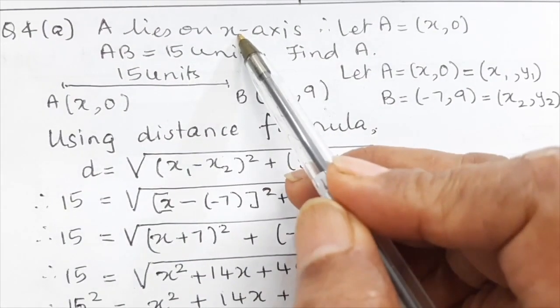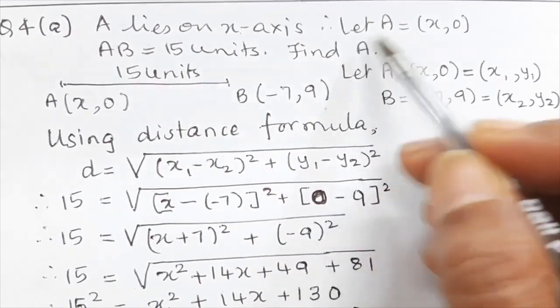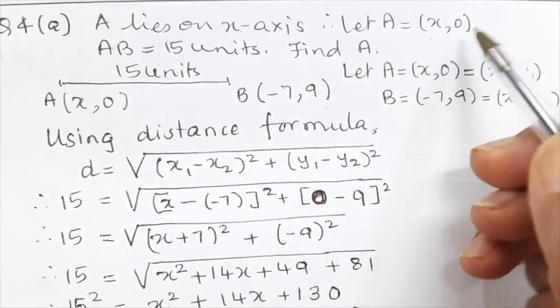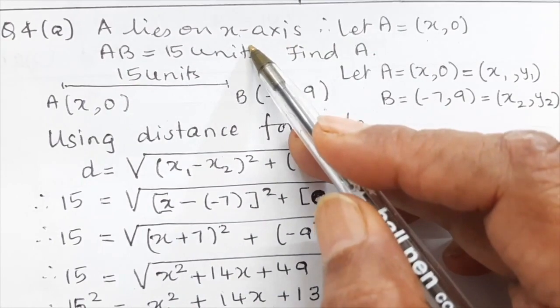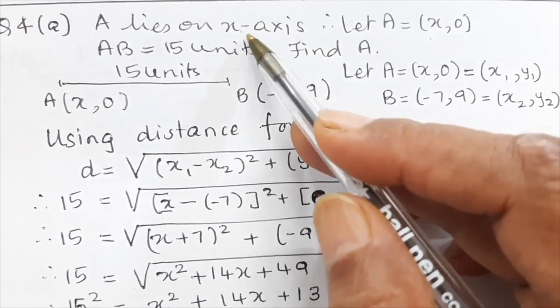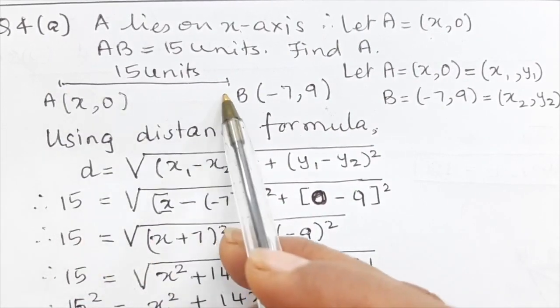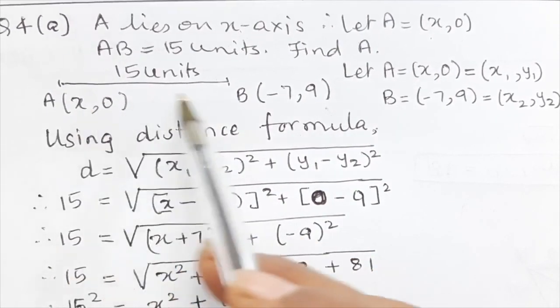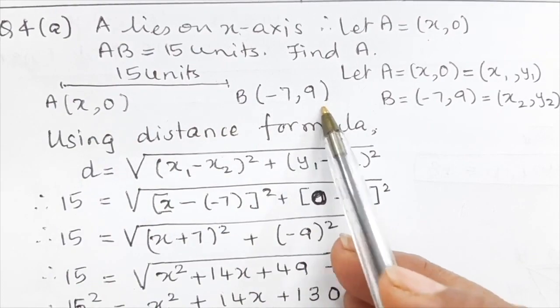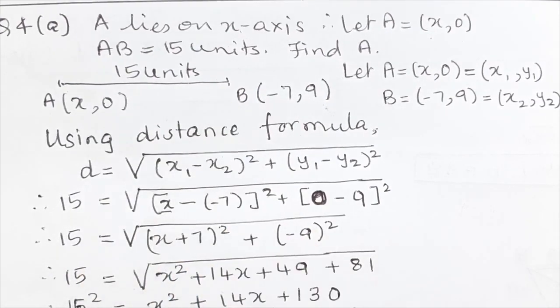A lies on x-axis, and so let A equal to x comma 0. Remember, if the point is on x-axis, it becomes x comma 0. If it's on y-axis, it becomes 0 comma y. And we show the diagram like this. We write A as x comma 0, B as minus 7 comma 9, and the distance is 15 units.